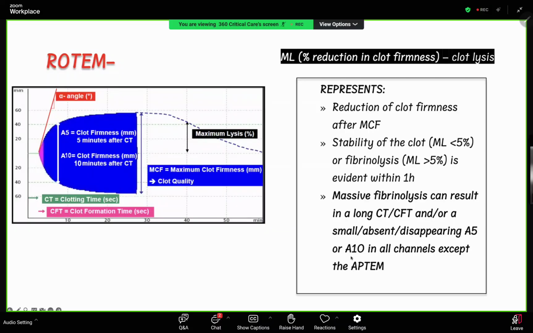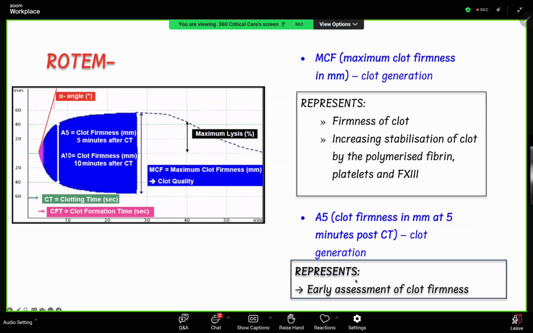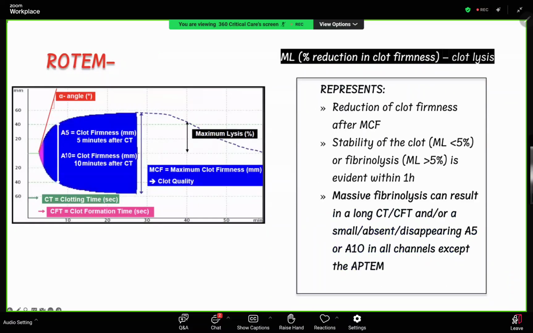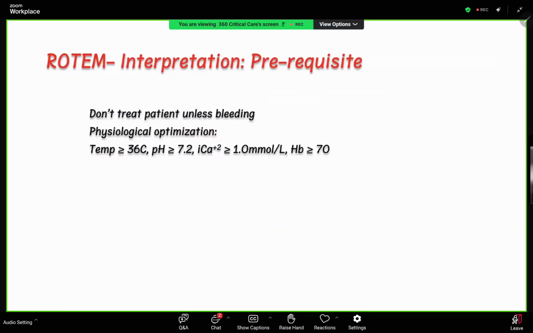except APTEM, because in APTEM you give aprotinin, which neutralizes the fibrinolysis. So that's how you know. So in APTEM, if the times are getting corrected, but the rest of the places it is abnormal, then it is a fibrinolysis issue.